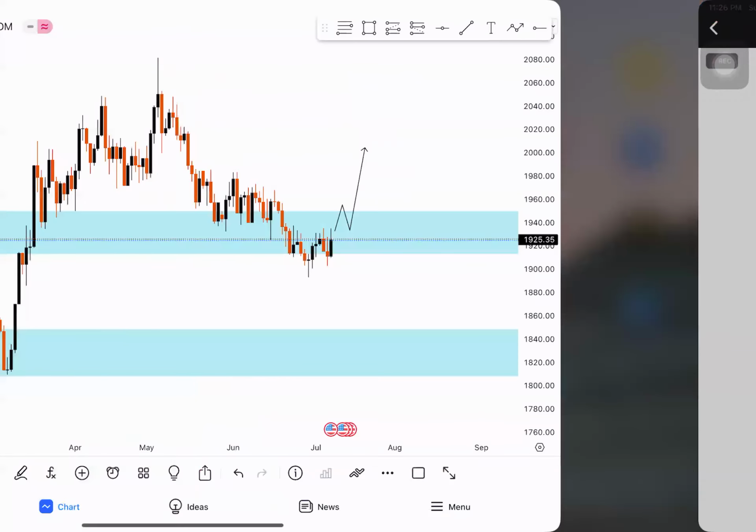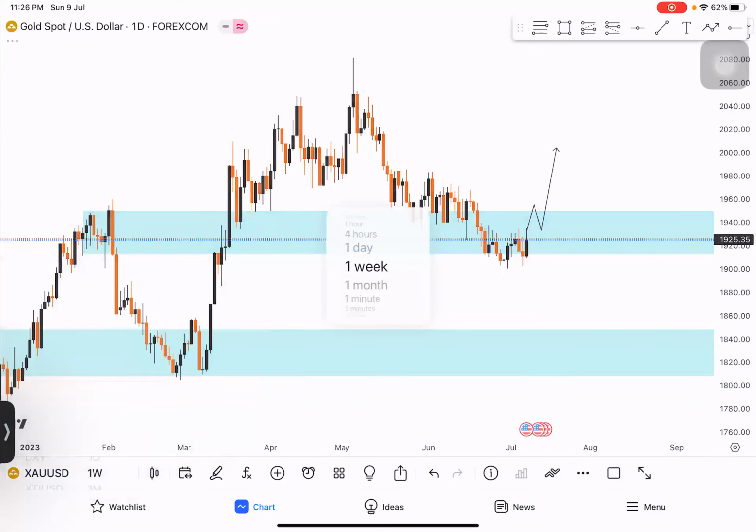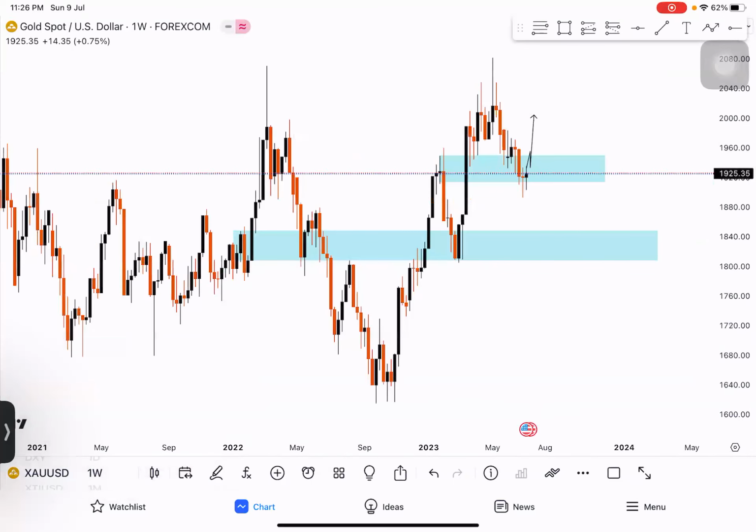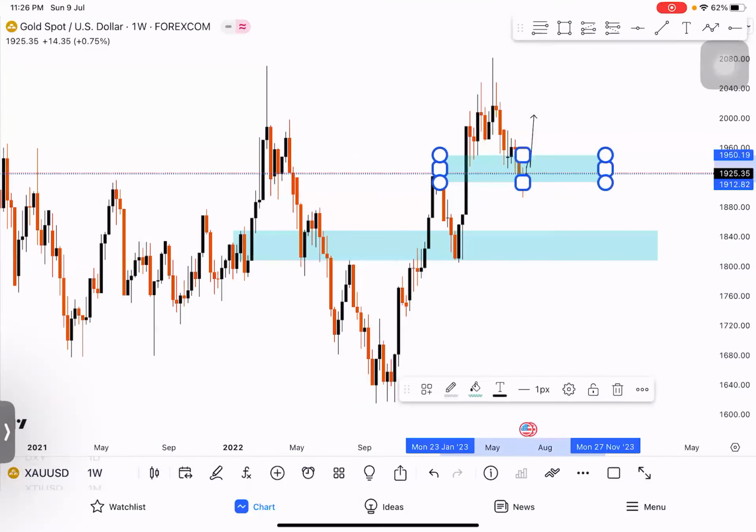How can I draw the supply and demand zones? What I showed you just now is the last candlestick. You can see this one is the last candlestick before the rally, and this one is the last candlestick before the drops.